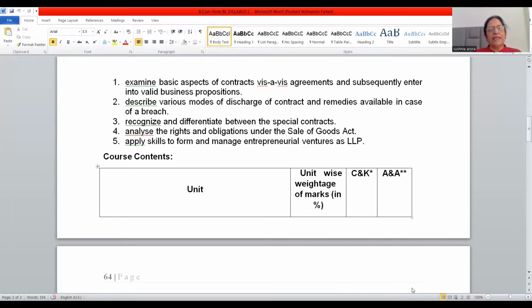Then recognize and differentiate between the special contracts. This is the third unit. Okay, special contracts is the third unit. 3 chapters are there. This also I will be covering in my videos. Analyze the rights and obligations under the Sale of Goods Act. The Sale of Goods Act is Unit number 4 under this business laws syllabus.